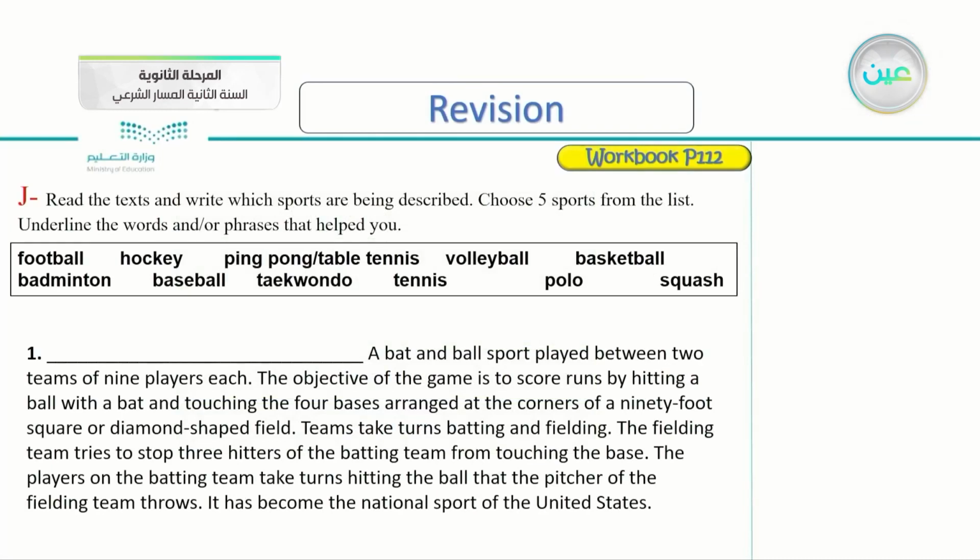112, we will be answering some questions, revising our previous lessons. Exercise J, read the texts and write which sports are being described. Choose 5 sports from the list. Underline the words or phrases that help you. So we have a list here: football, hockey, ping pong or table tennis, volleyball, basketball, badminton, baseball, taekwondo, tennis, polo, and squash.